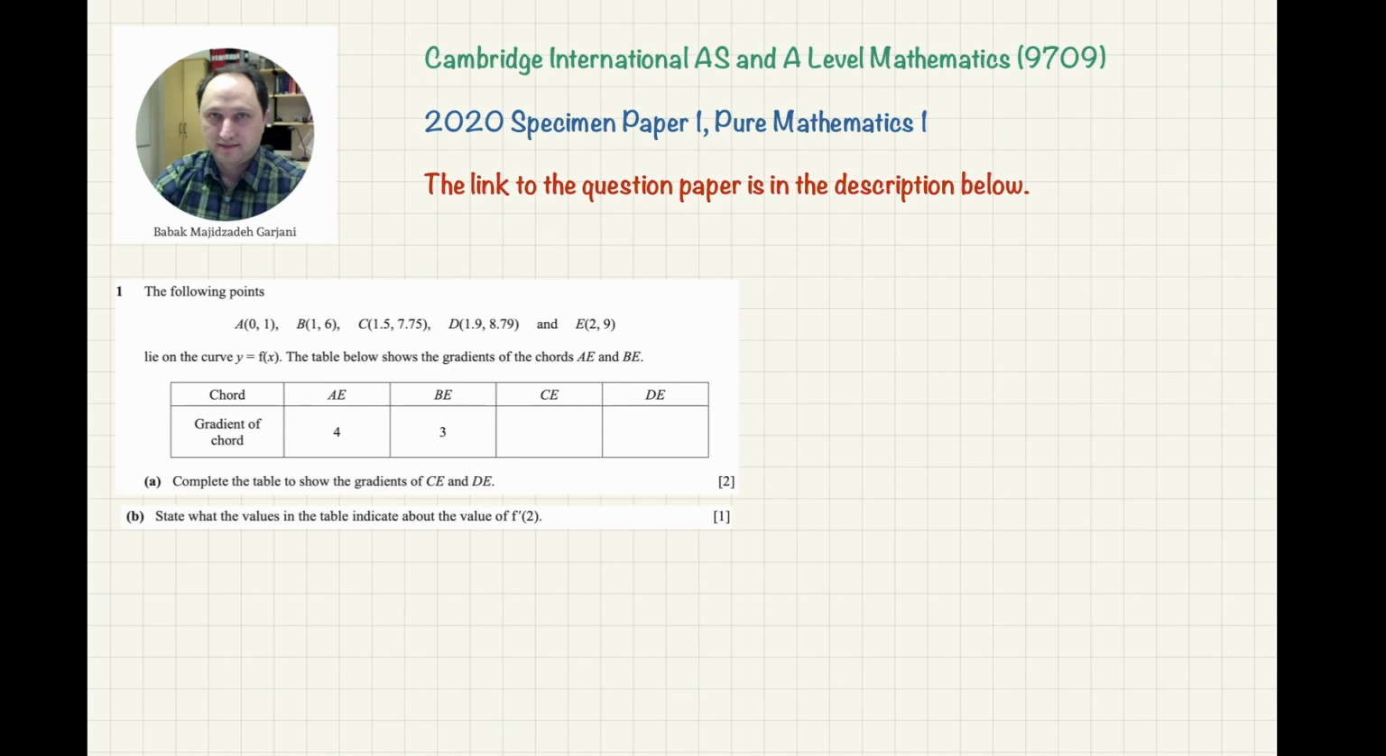Cambridge International AS and A-Level Mathematics, Code 9709, 2020 Specimen Paper 1, Pure Mathematics 1. The link to the question paper is in the description below.